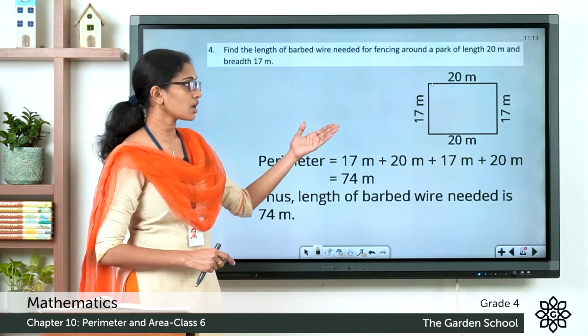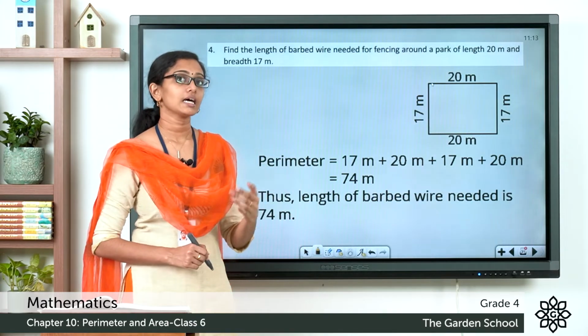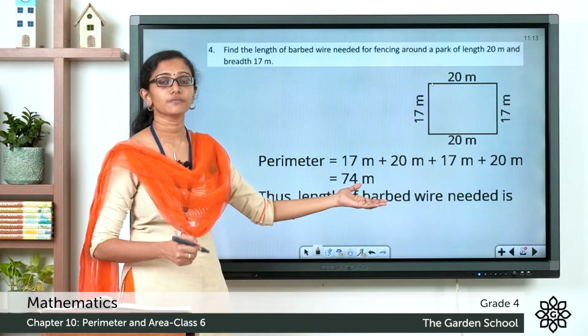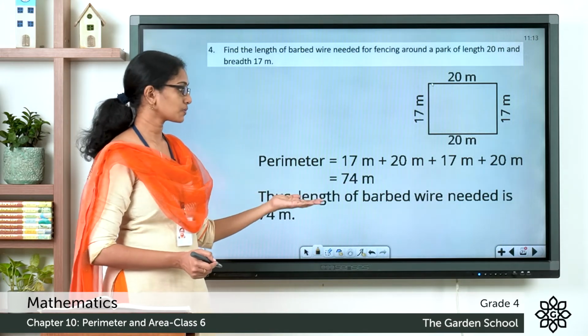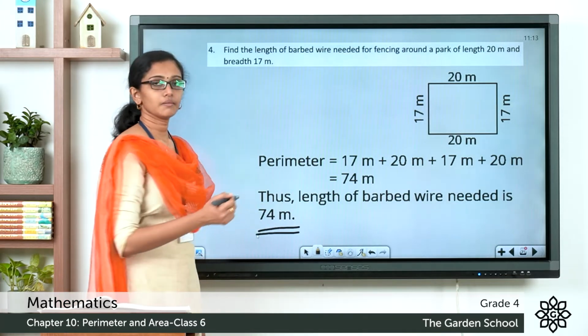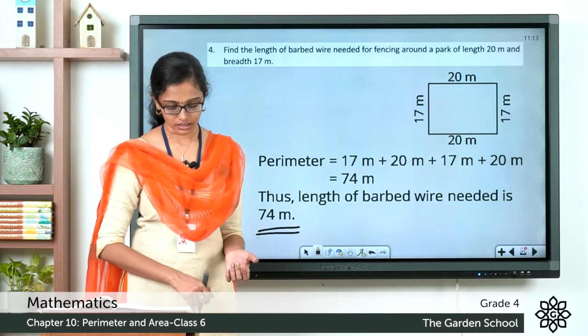So, the perimeter of this park is equal to 74 meter and that will be the same as the length of the barbed wire needed for the fencing. So, the length of the barbed wire needed is 74 meter. I hope this is clear to you. Let's move on to the next question.